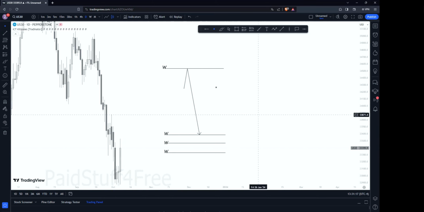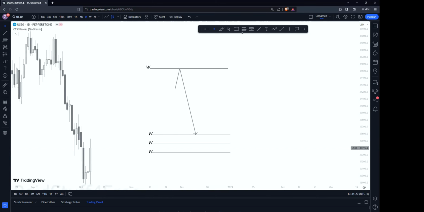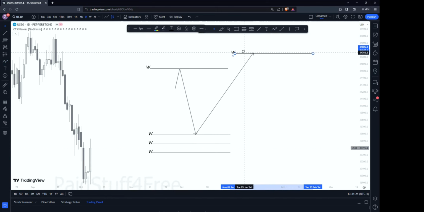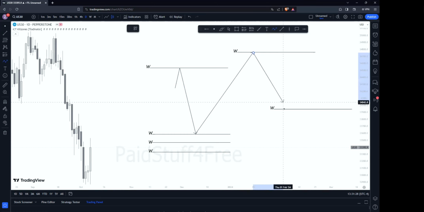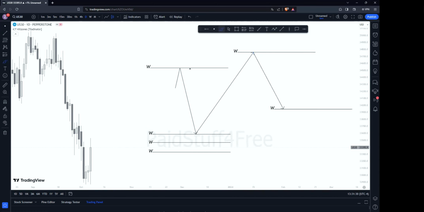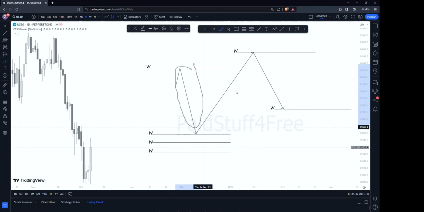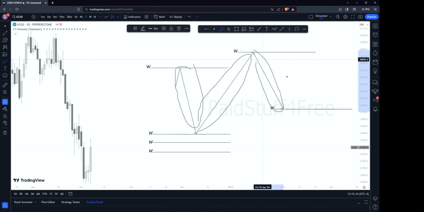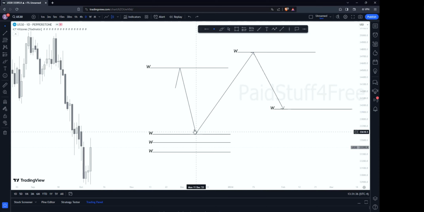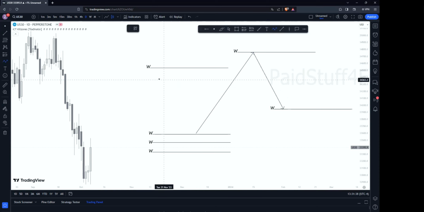So price, as I said, goes from weekly to weekly. And then from this weekly, it might want to go to another weekly, and then from that weekly, it might want to go to another weekly. So it doesn't simply just do this, right? It doesn't go all the way down, all the way up, all the way down. This is very basic knowledge. It gives retracements. Retracements like this, like this, like this.